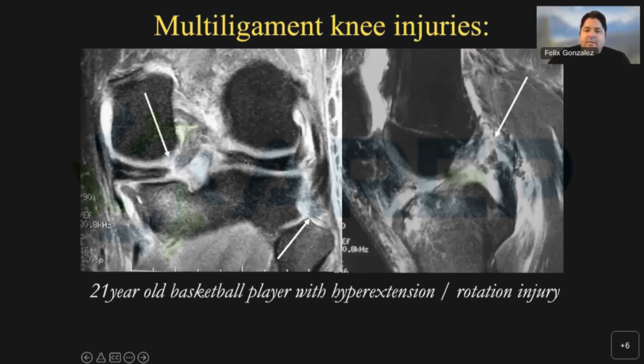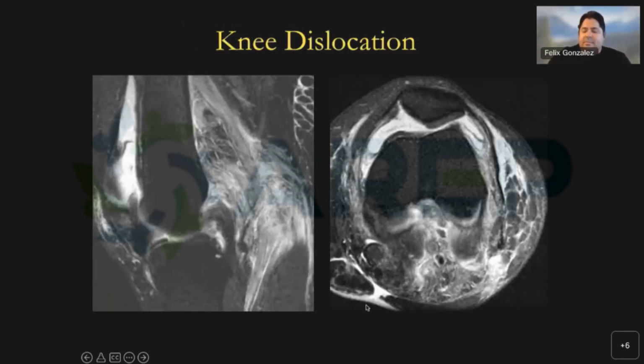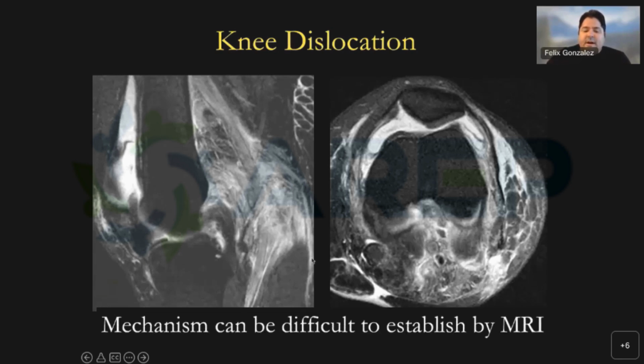You can see how this person has multiligamentous knee injuries with basically vascular injury detected on clinical exam and also CT angiogram as well. Mechanism can sometimes be difficult by MRI because you have so much edema everywhere. You don't know what it is. So I usually say, well, if it's classically isolated to one compartment, I will say hyperextension mechanism of injury. But in the case of so much edema, I just describe what I see basically.